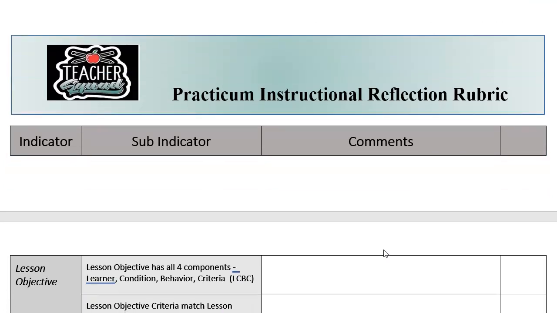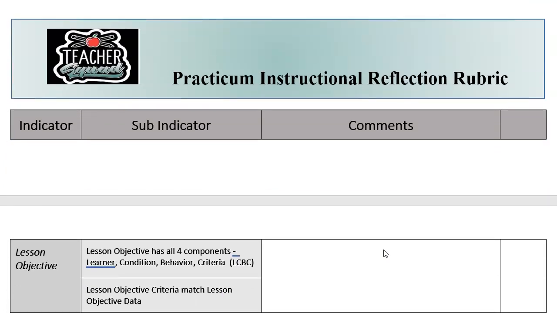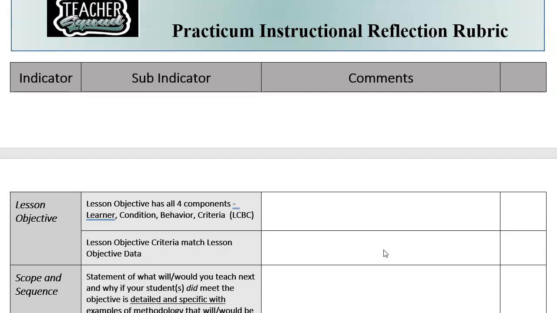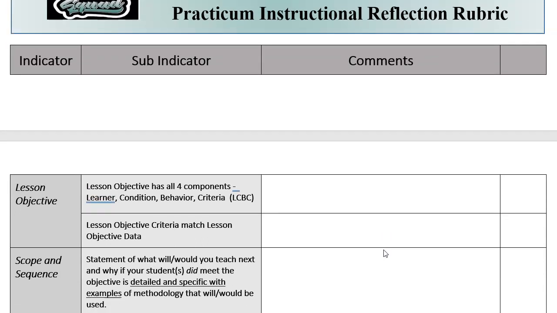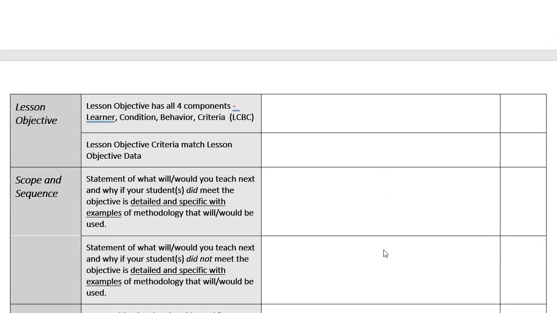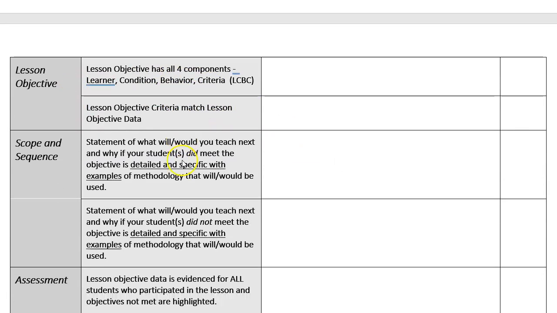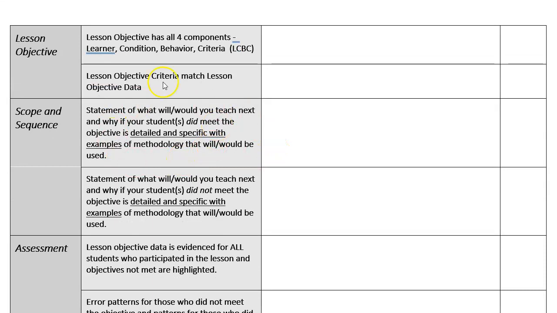Keep in mind that this reflection for your instructional plans is graded as part of your long plan and included for part of your peer evaluation as well. So you want to make sure that that lesson objective once again is included. It has all 4 components. You want to make sure that you have those statements of what you will or would teach the next time and why your students did or did not meet it, and why you would teach those things as well for the students who did not meet the objective.